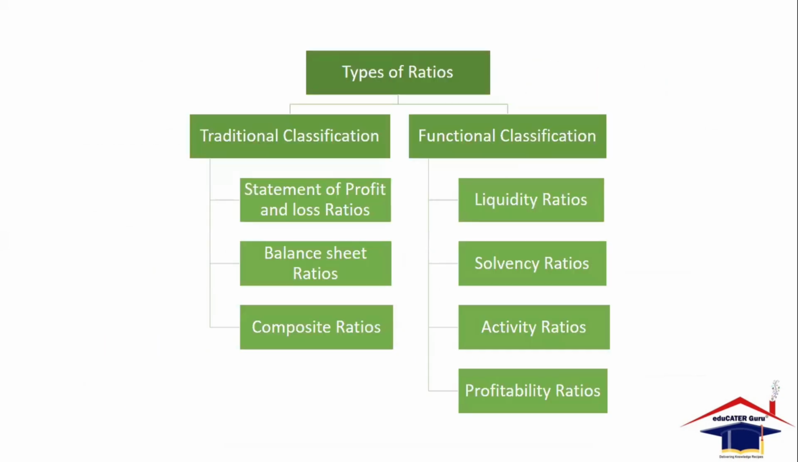Next, there are different types of ratios. There is traditional classification and functional classification. Under traditional classification, we have statement of profit and loss ratios, balance sheet ratios, composite ratios. Whereas under functional classification, we have liquidity ratios, solvency ratios, activity ratios, and profitability ratios. So, for our syllabus, we have functional classification. So now let us concentrate on functional ratios, which are liquidity, solvency, activity, and profitability ratio.